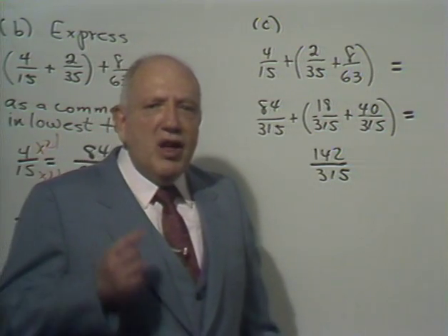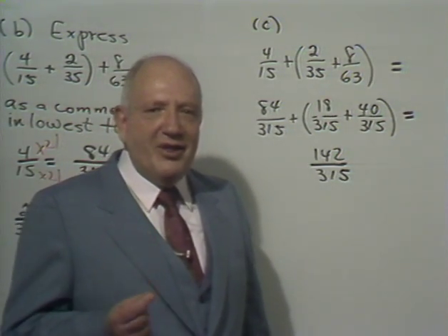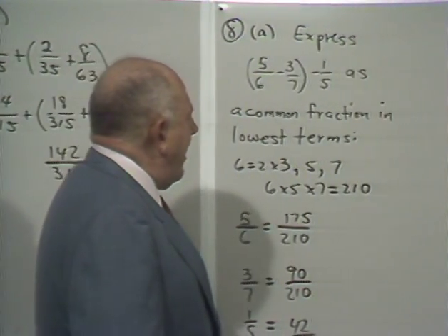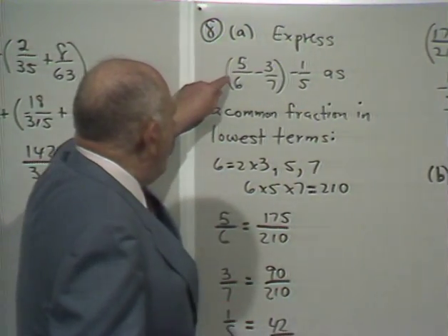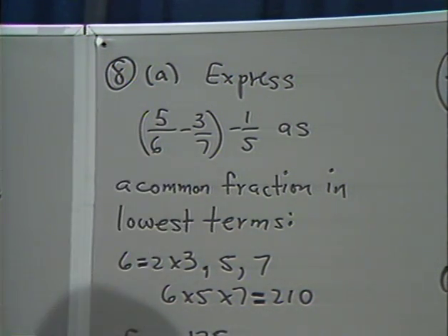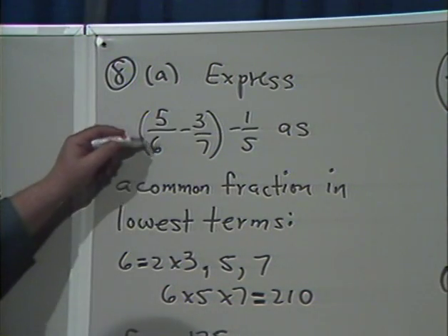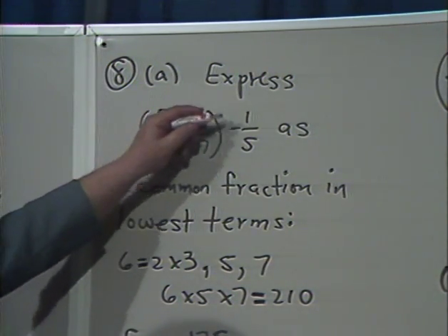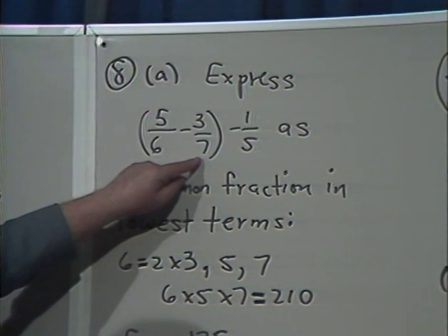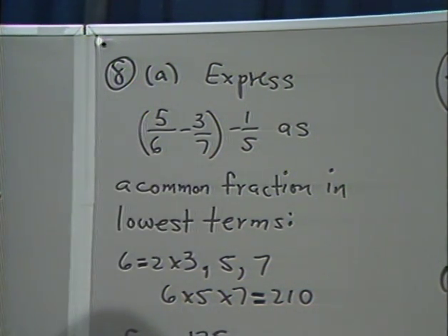On the other hand, subtraction does not have the associative property. In problem number 8, you see parts A and B. I'll jump ahead here. In parts A and B, if the parentheses are left out, both look like 5/6 minus 3/7 minus 1/5. But in part A, the 5/6 and the 3/7 are grouped together, whereas in part B, the 3/7 and the 1/5 are grouped together. Let's see what a difference that makes.